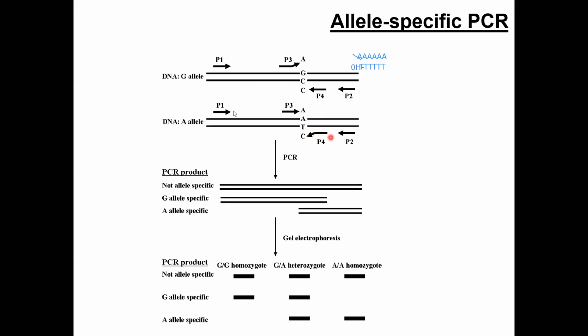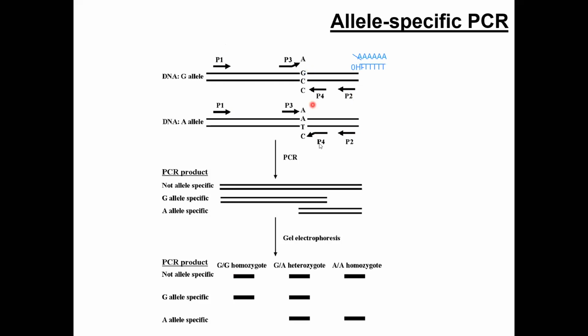However, these two fragments will be able to form the DNA. In this case, if you see, you have a band from P1 and P2, that's here, okay, and P1 and P4, that's here. Okay, this is your GG homozygote.